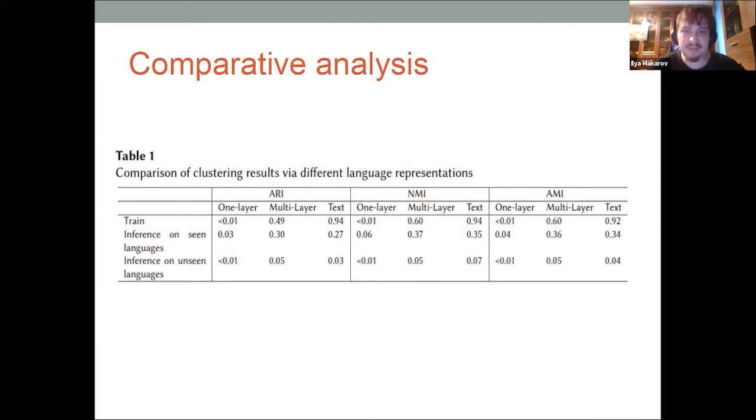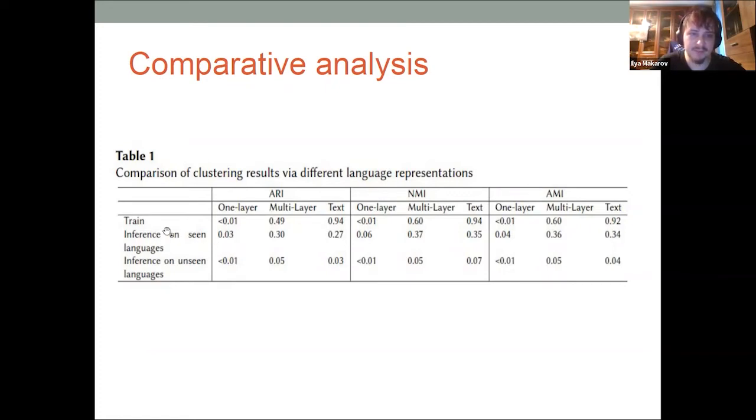And as you can see, for example, one-layer networks such as word co-occurrence don't show good performance based just on these metrics. Multi-layer networks show somewhat better performance, but of course, text-based methods show the best results in all the cases.